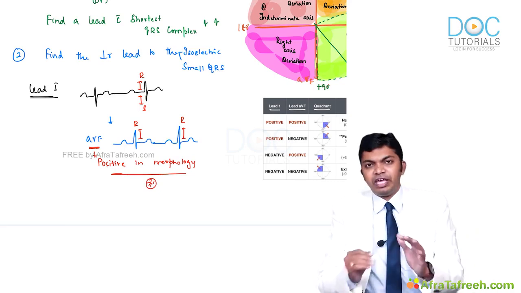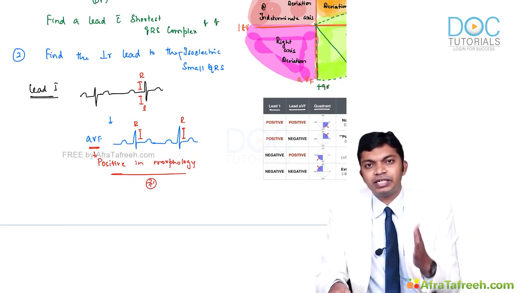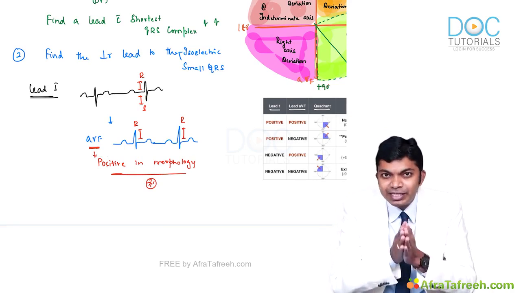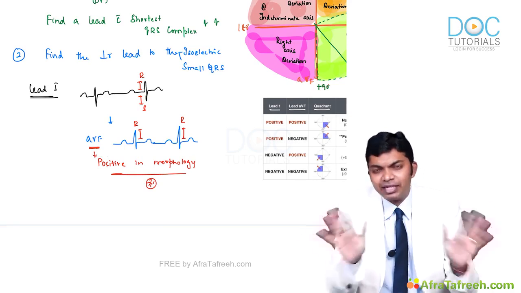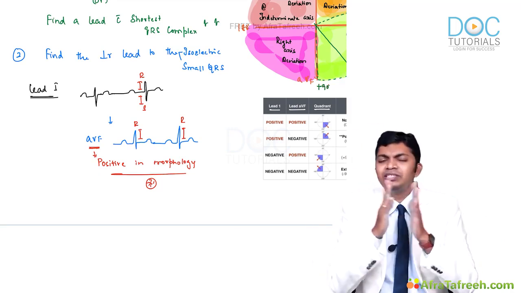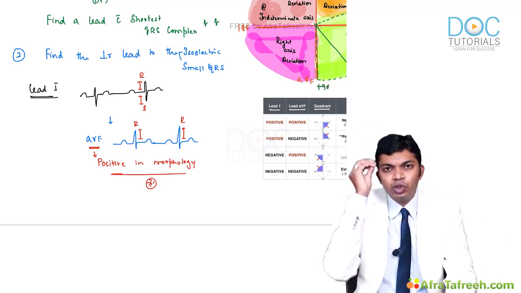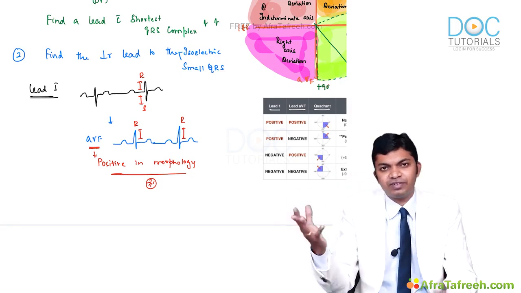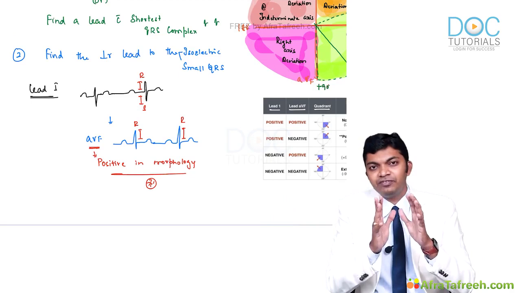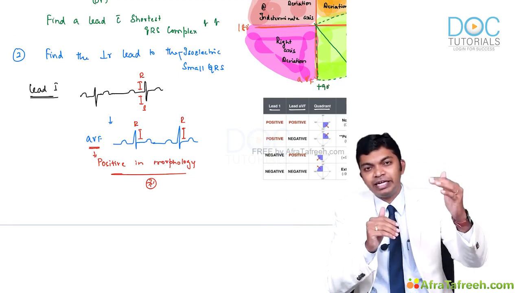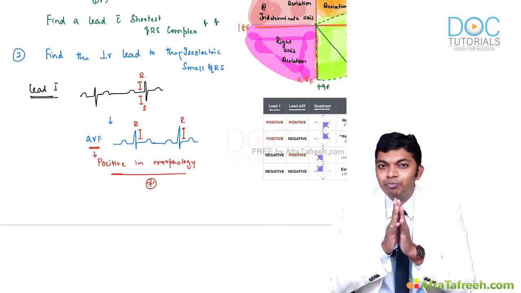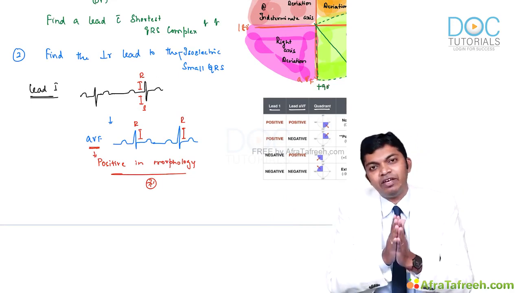Okay. If AVF is positive in morphology, what does that tell you? Current is flowing towards the active electrode of AVF, isn't it? The AVF lead shows upright deflection. What does that mean? Current is flowing towards the active electrode of AVF. Now, what is the angle of AVF, doctors? AVF has been constructed between minus 90 degrees and plus 90 degrees. Okay, cool. So, what is the position of the active electrode in AVF?